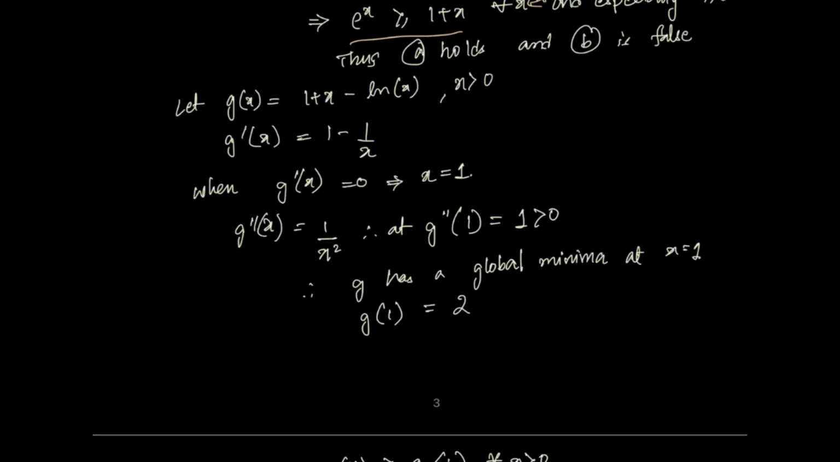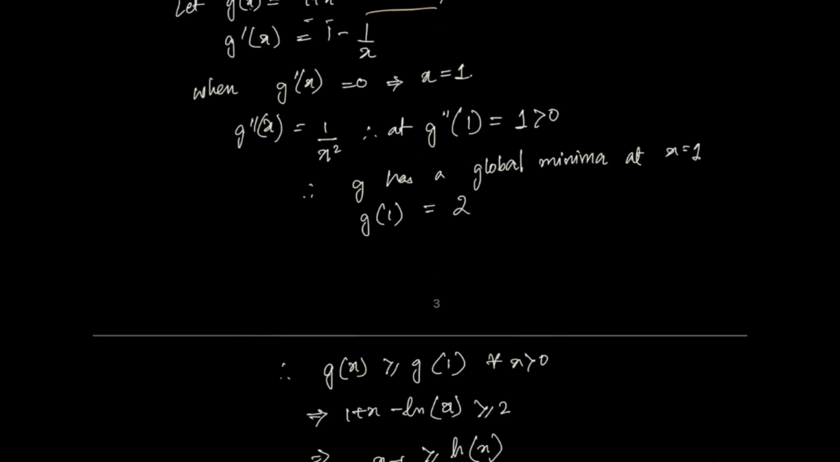Consider g double dash x, which is 1 by x square. So g double dash 1 is 1, which is greater than 0. So g has a global minima at x equal to 1. So again, we can use the techniques we used in the previous part. The g(1) turns out to be 2. You can just put x equal to 1 here. So 1, and this is 0. So this turns out to be 2.